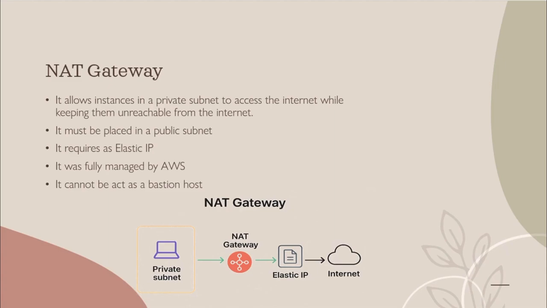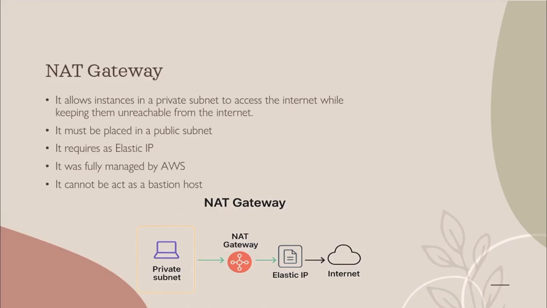By using the NAT gateway, we are able to send outbound traffic only, and it prevents inbound traffic from the internet, which means from the instance we will be able to reach the internet, but no one can access the instance through the internet from the outside. And the NAT gateway must be placed in the public subnet.